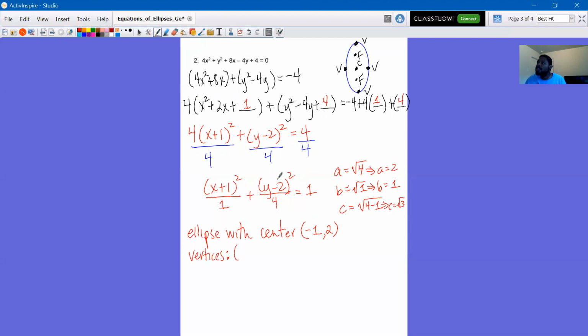So what I want to do, because it's stretched a certain way, I have to be careful how I handle A and B. So what I'm going to do first is add B to the x coordinate of the center, so that gives me 0, 2. And then subtract B from the center, which is -2, 2. And then add A to the y coordinate of the center, which is -1, 4. And then subtract A from the y coordinate of the center, which is -1, 0.